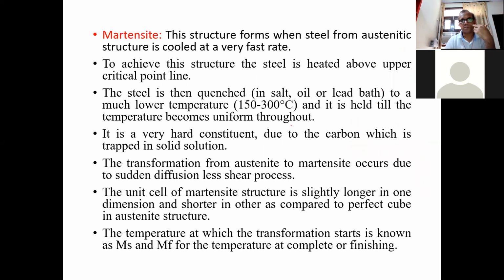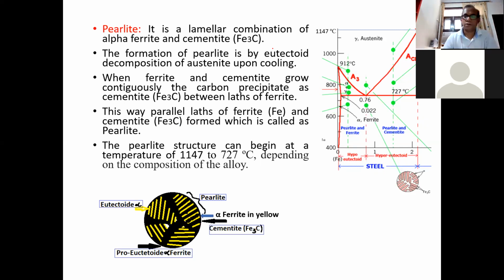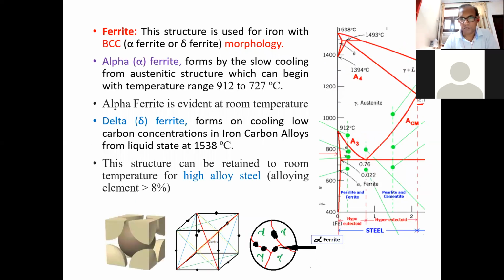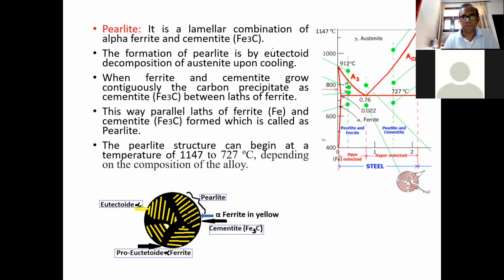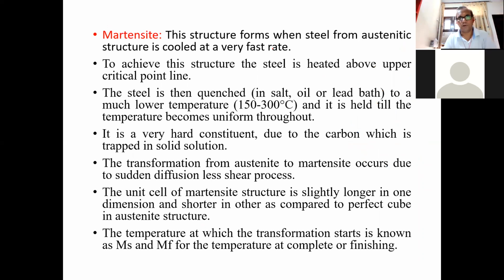Now coming to martensite. Martensite is a structure which forms when steel from the austenite structure is cooled at a very fast rate. This is very important. It also depends on how you are cooling the material. Very fast means quenching, in water, or maybe a different bath, maybe oil, maybe brine solution, maybe salt solution. But the major purpose is to cool it down quickly.